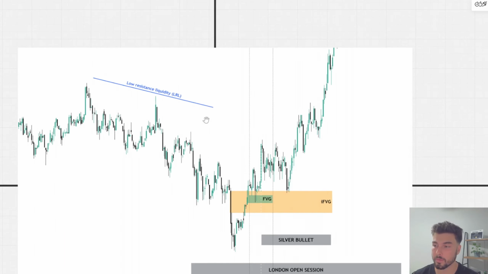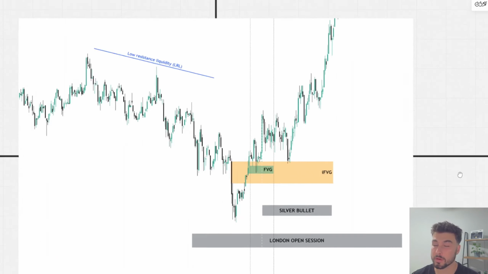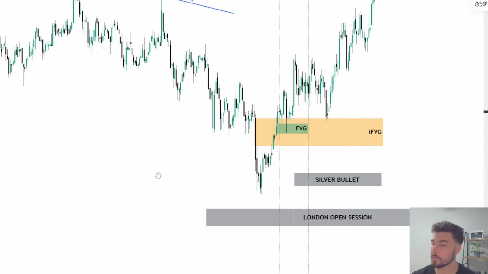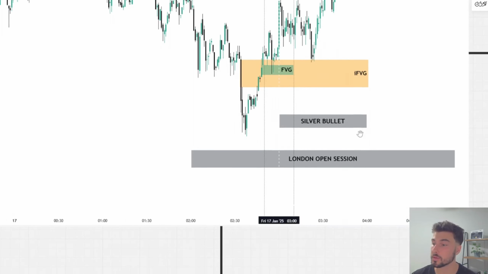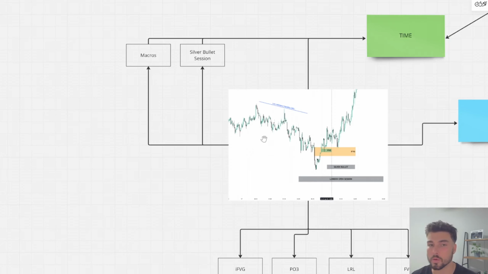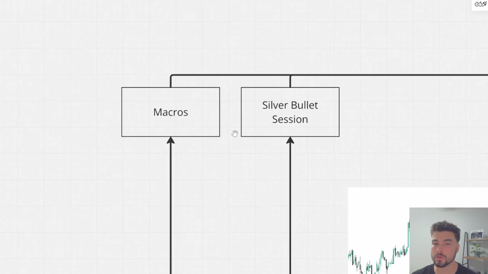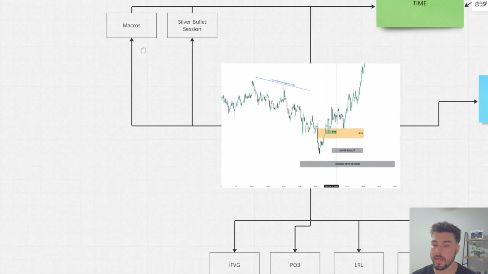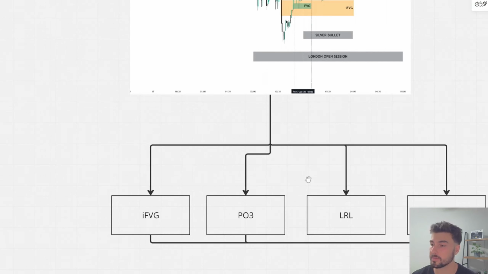So I've paired three elements of price, and what time elements have I paired? Well, three time elements. Number one is the macro, which is between these two lines here. Number two is the silver bullet session, and number three is the London Open session. That's all I'm talking about here. So I've used these time elements and combined them with these price elements here.